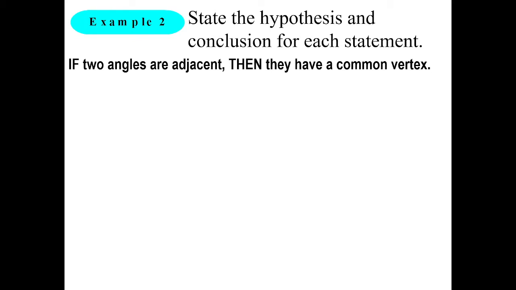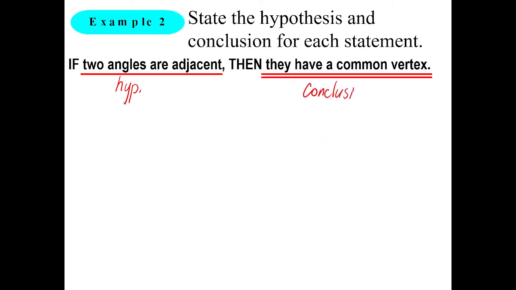If two angles are adjacent, then they have a common vertex. Okay, that's your hypothesis. Good. What about the conclusion? They have a common vertex is the conclusion.